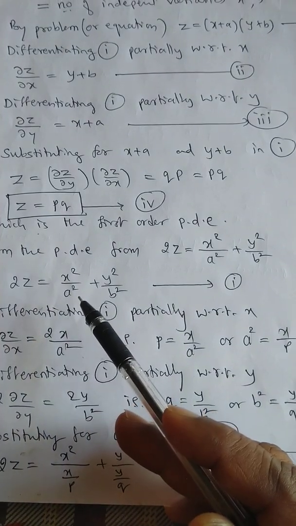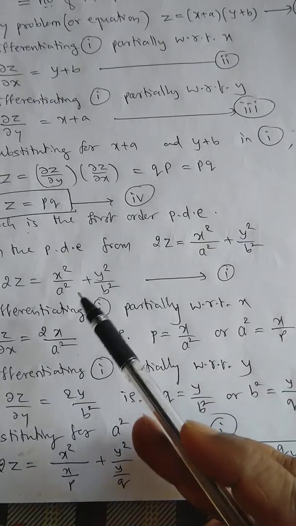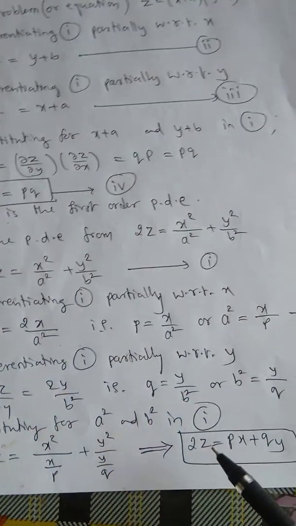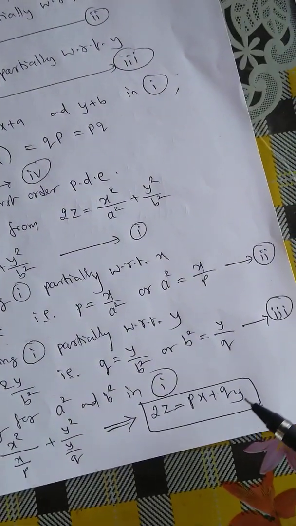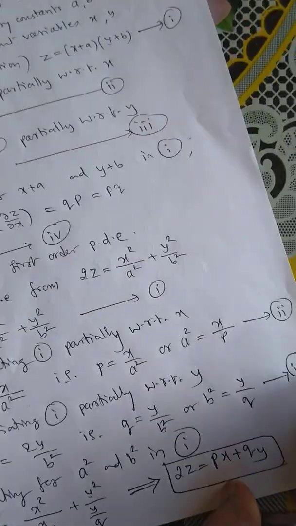2z equal to px plus qy is the partial differential equation of 1, and 1 is the solution of 2z equal to px plus qy. This is the first order partial differential equation.